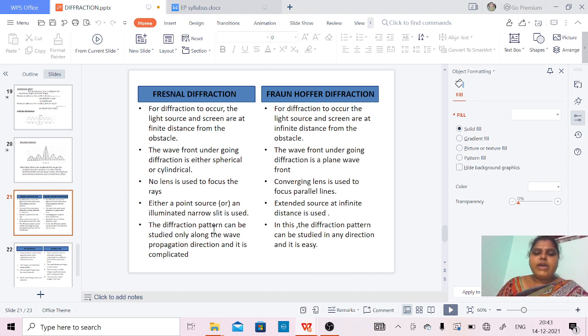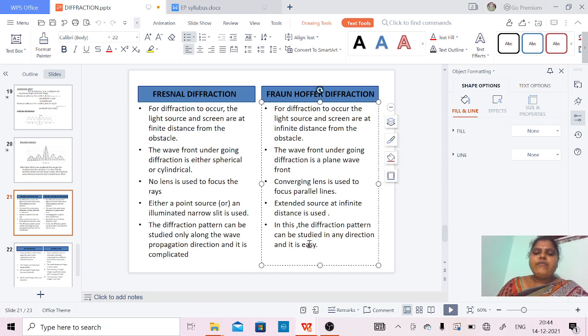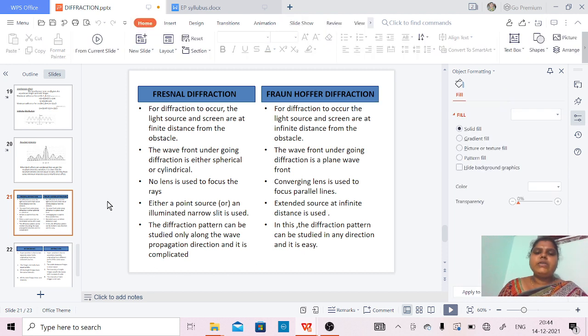Now, in Fresnel's diffraction, the diffraction pattern can be studied only along the wave propagation direction, and it is complicated. Here we are studying the diffraction pattern along the direction of wave propagation, and it is complicated. In Fraunhofer diffraction, the pattern can be studied in any direction, and it is easy. This is the simple difference between Fresnel's and Fraunhofer diffraction.